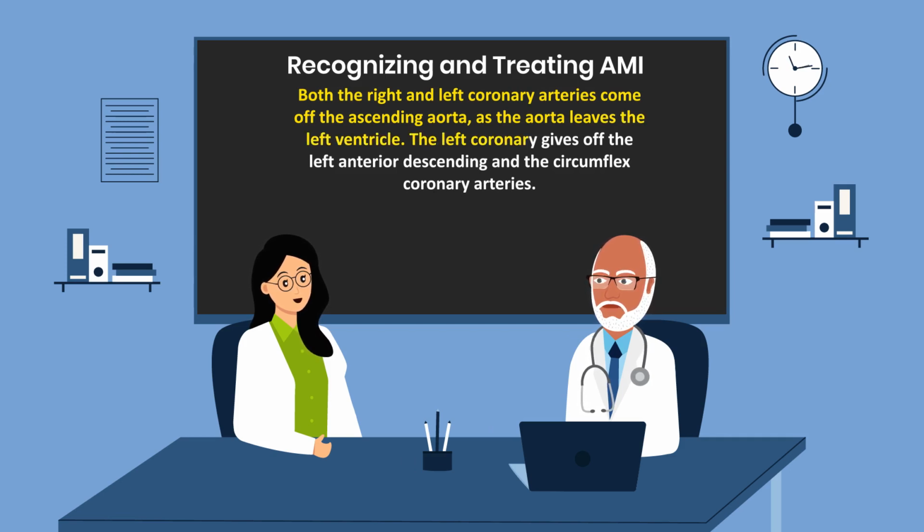The left coronary gives off the left anterior descending and the circumflex coronary arteries. The right coronary descends the anterior surface of the heart and gives off the right marginal artery. The right coronary artery swings posteriorly and gives off the posterior descending artery.